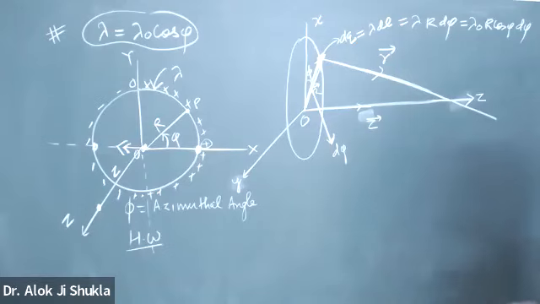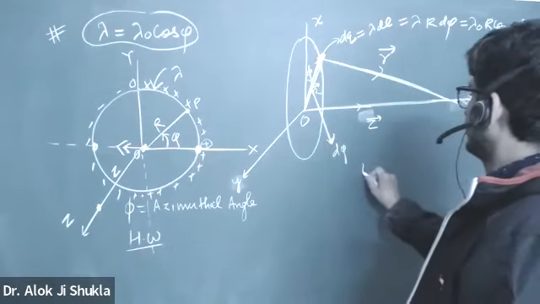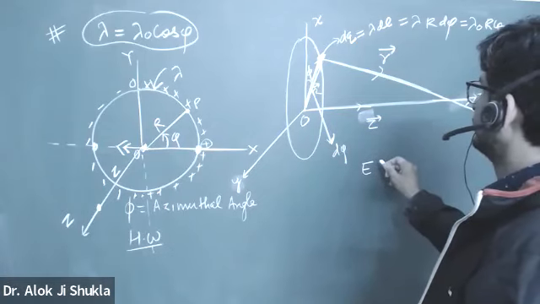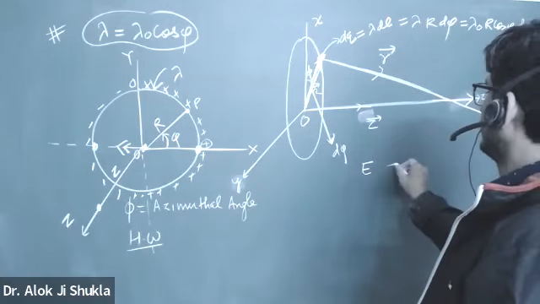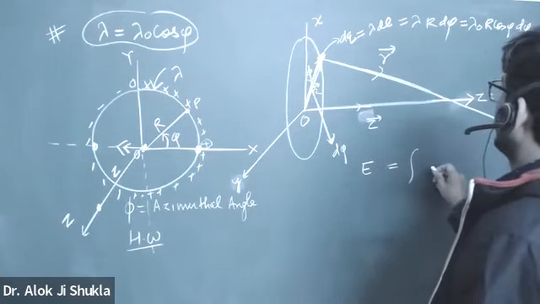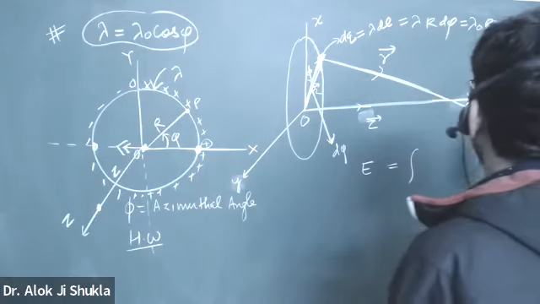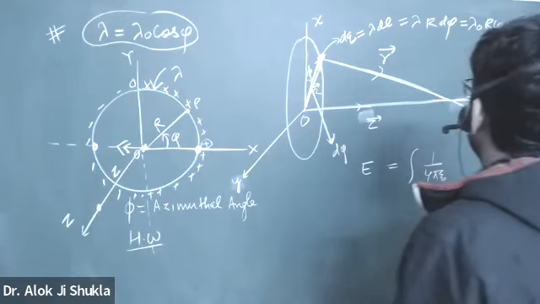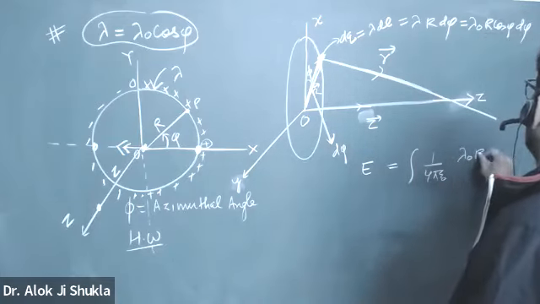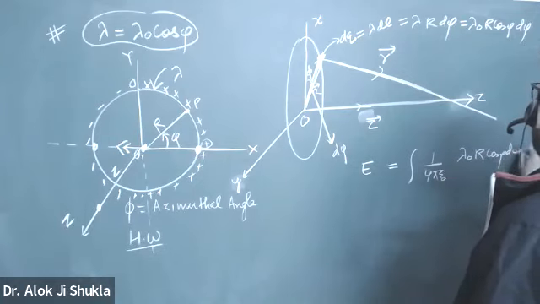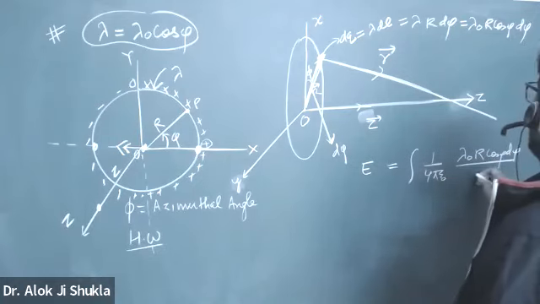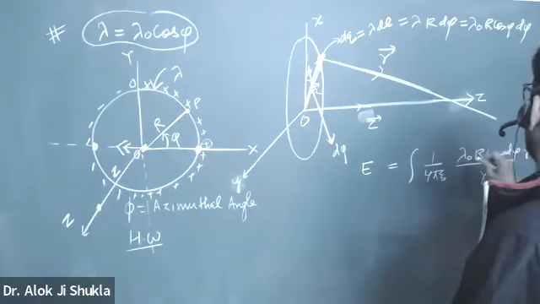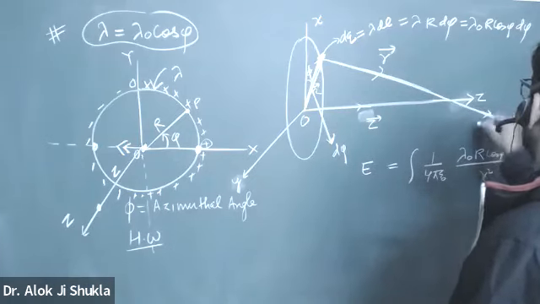Now what will be the electric field? Electric field will be, bolo, integral. This is dE because of this element. What will be electric field? 1 by 4 pi epsilon naught dq, which is lambda naught r cos phi d phi by R square, and in the direction r cap. This is the direction of the field.